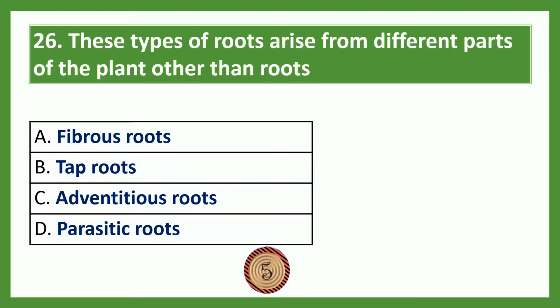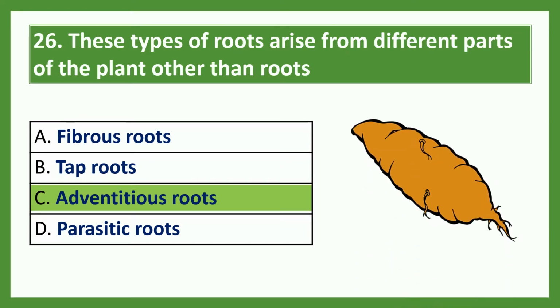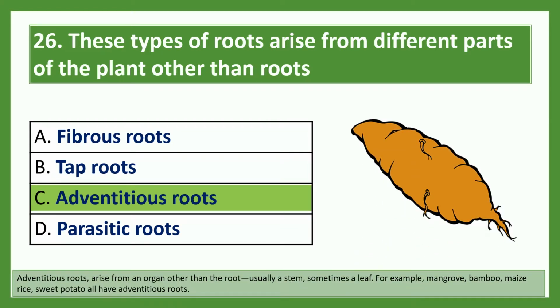These types of roots arise from different parts of the plant other than the roots. Option A, fibrous roots. Option B, tap roots. Option C, adventitious roots. Option D, parasitic roots. The answer is adventitious roots. Adventitious roots arise from an organ other than the root, usually a stem, sometimes a leaf. For example, mangrove, bamboo, maize, rice, sweet potato all have adventitious roots.